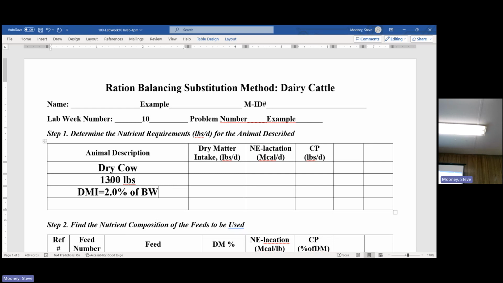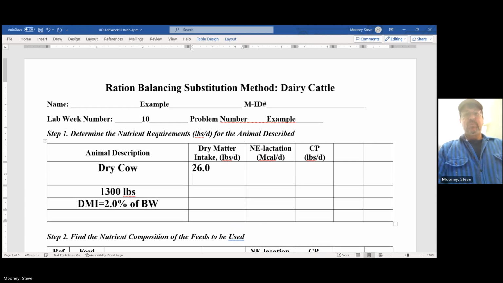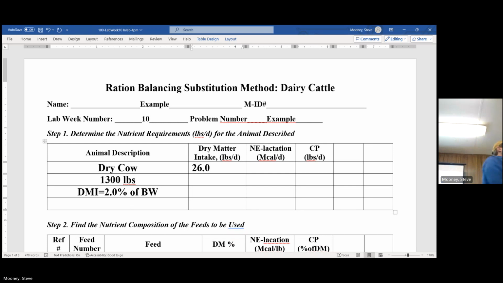So everybody follow that, right? 2% of body weight. We divide that by 100, so 0.02 times her body weight. So percent divided by 100. What's that going to give us for her dry matter intake expected? 1,300 times 0.02 should give us 26 pounds of intake that we have to play with.